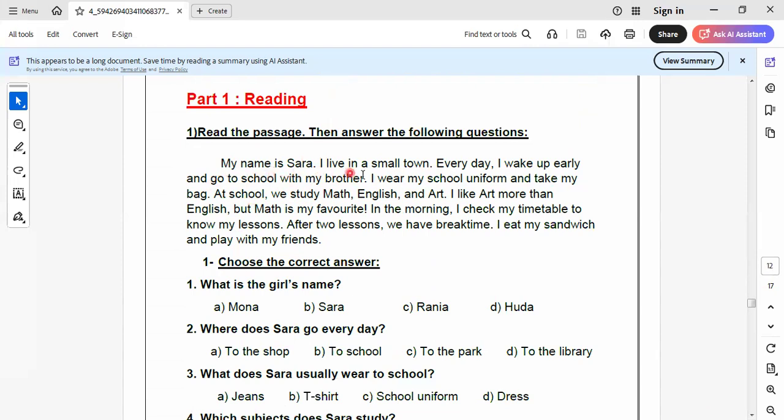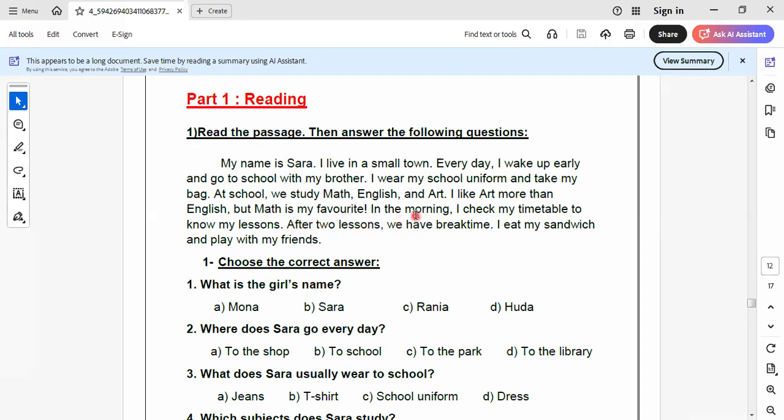My name is Sarah. I live in a small town. Every day I wake up early and go to school with my brother. I wear my school uniform and take my bath. At school, we study. So here Sarah tells the details of the subjects that we learn in school. In school, we study math, English, art. I like art more than English, but math is my favorite. Here she says she likes mathematics, but not all of us like mathematics.